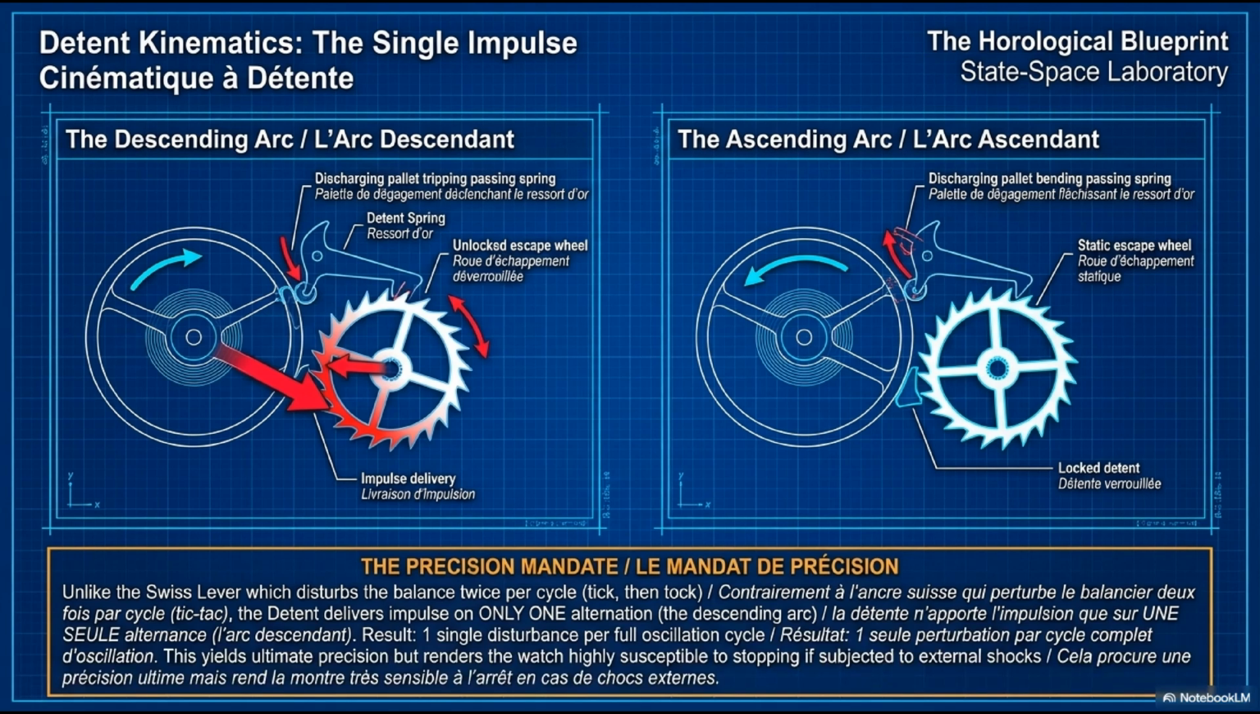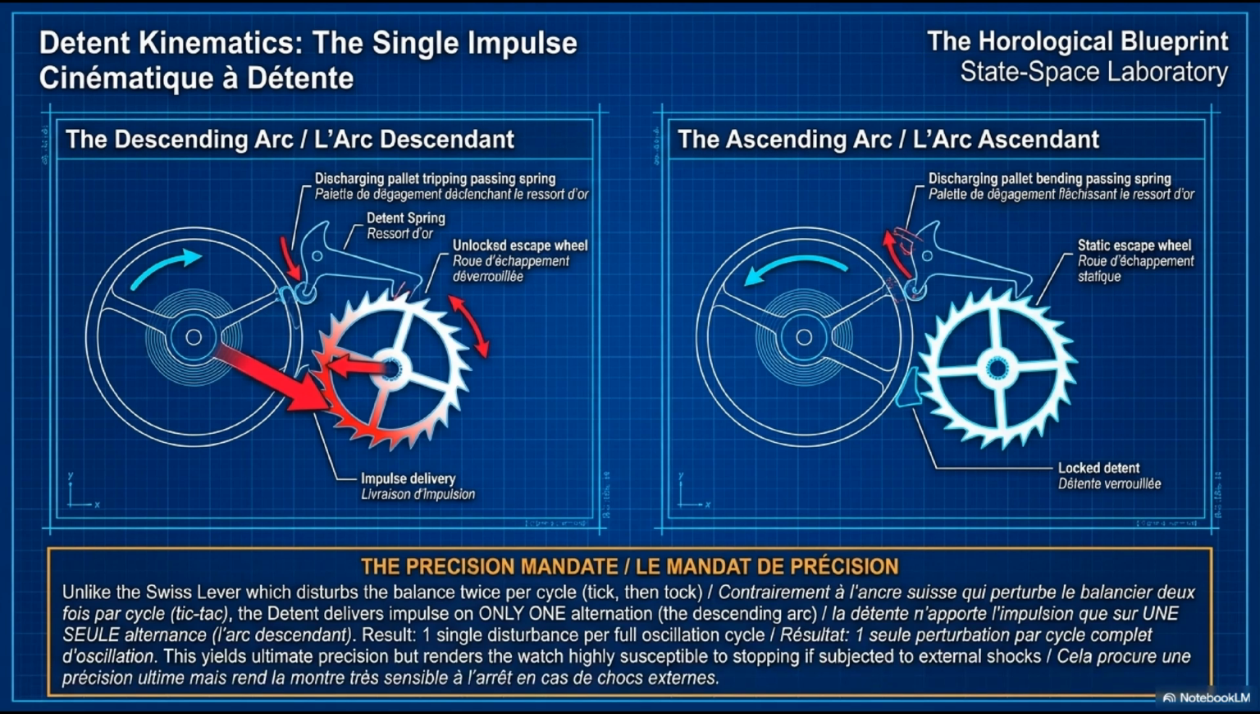The precision mandate at the bottom states the key comparison explicitly: unlike the Swiss lever, which disturbs the balance twice per cycle, tick, then tock, the detent delivers impulse on only one alternation, the descending arc. One single disturbance per full oscillation cycle, versus two for the Swiss lever. Half as many perturbations. This reduced perturbation count, combined with the nearly zero force unlocking of the passing spring, gives the detent measurably superior isochronism under stable conditions.